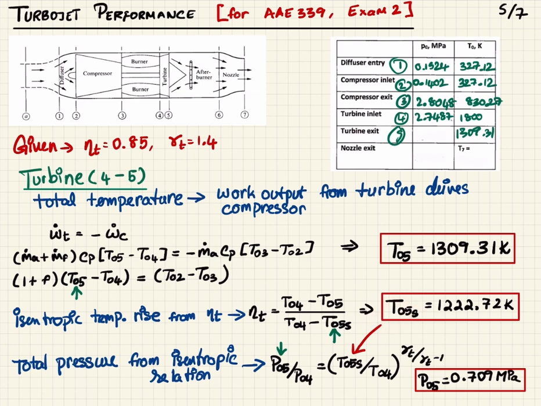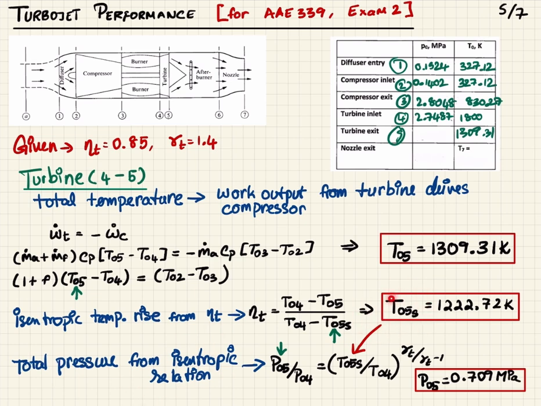To calculate the stagnation pressure at the turbine exit, we first need to determine the isentropic stagnation temperature, which we can calculate from the turbine efficiency since we are provided that. So solving the simple algebraic equation, we determine the isentropic stagnation temperature to be 1222 Kelvin roughly, and we can then use this in our isentropic relations from before, right?